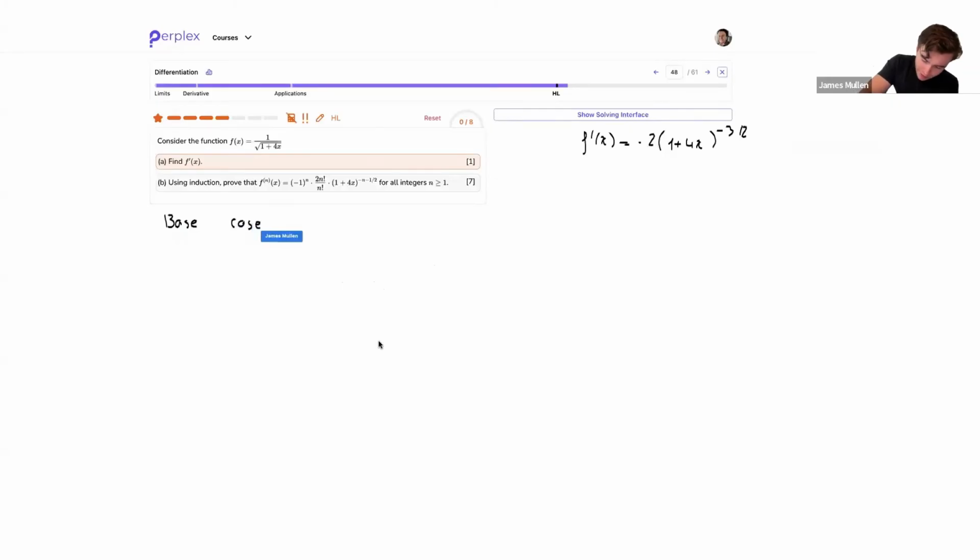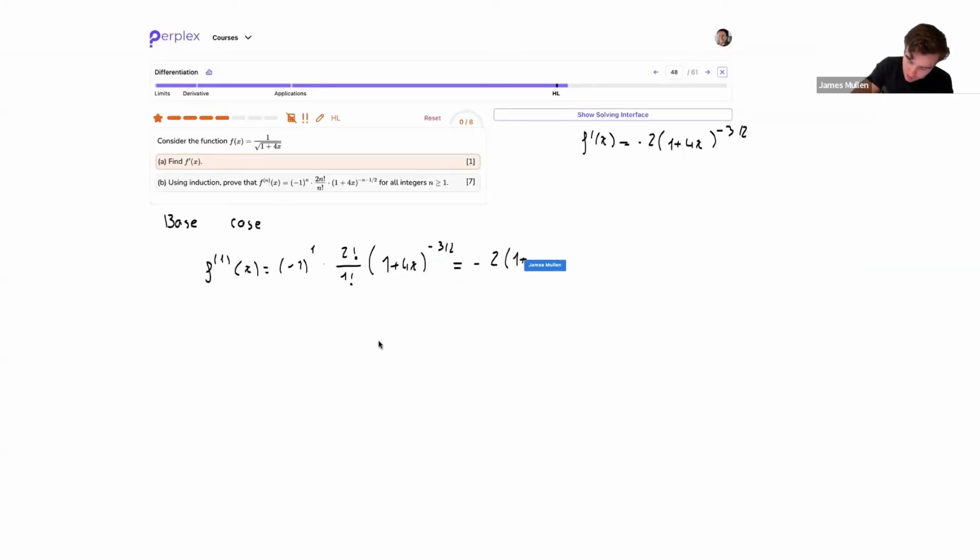All right, base case, f of 1 of x, the formula tells me is negative 1 to the 1 times 2 factorial over 1 factorial times 1 plus 4x to the negative 3 over 2, which is equal to negative 2, 1 plus 4x to the minus 3 over 2. And that matches what I found for f prime of x from A. So true for n is equal to 1.